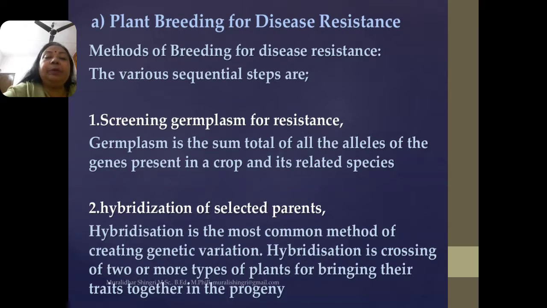Hybridization of the selected parents. Now, the hybridization process is the most common method of creating genetic variation. Hybridization is crossing of two or more types of plants for bringing their traits together in the progeny.